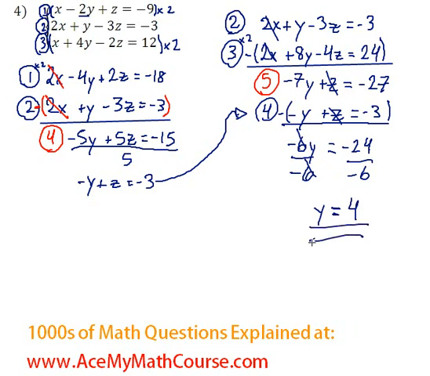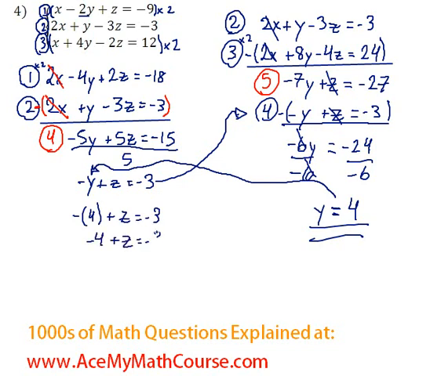Excellent. Now that we have y, we can solve for z by plugging the 4 into this equation right here. We could also use equation 5, but that one's easier. So let's go with that. So negative 4 plus z equals negative 3. Now I can add 4 to both sides of the equation. And z is going to be equal to 1, which is negative 3 plus 4.